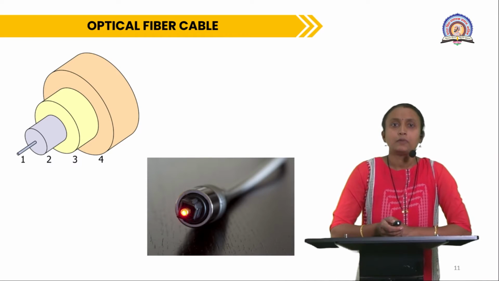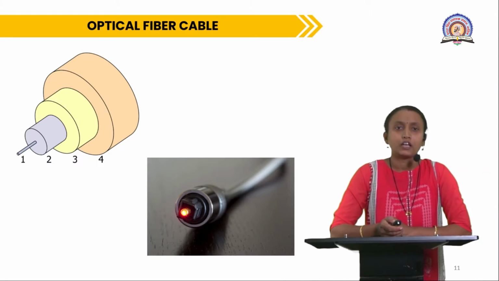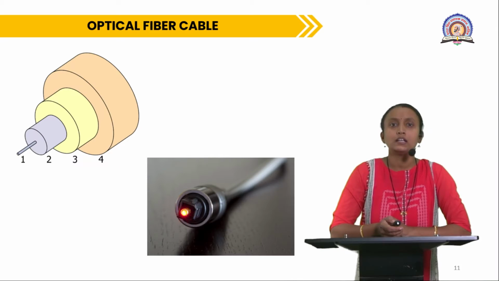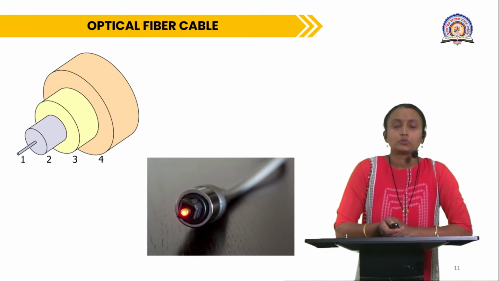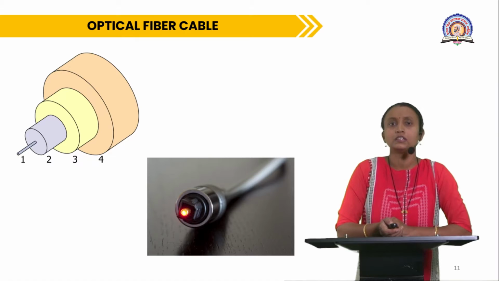Then the next type of wired media is optical fiber cable. As its name indicates, it uses the light for the transmission of data. In this, the core is surrounded by the cladding material. The cladding material density is different compared to core material because in this the reflection will be huge.